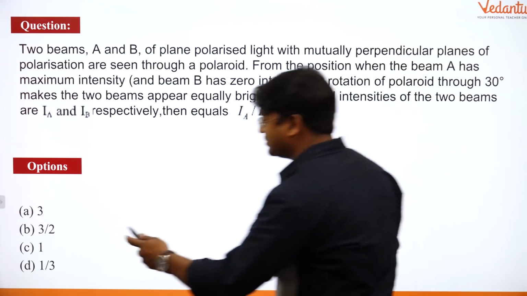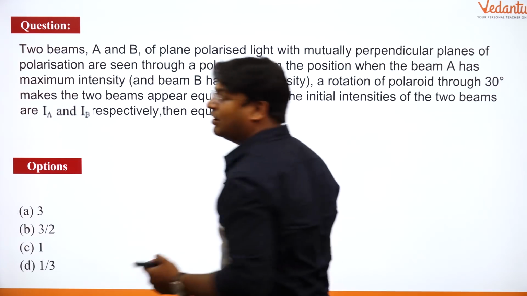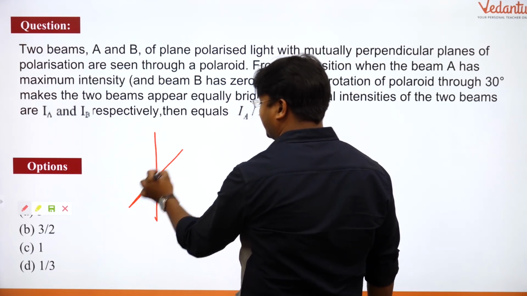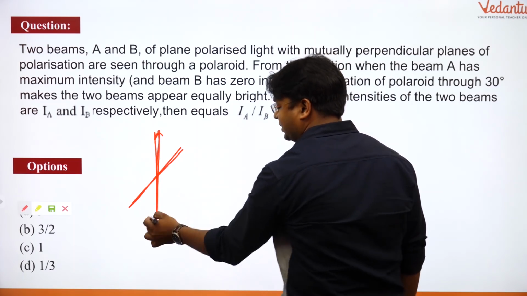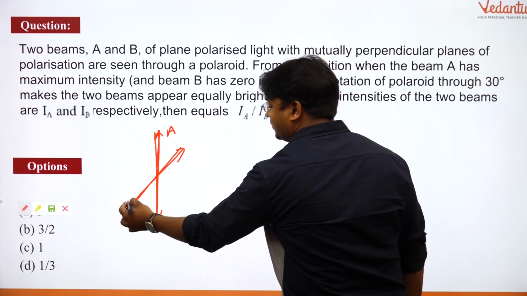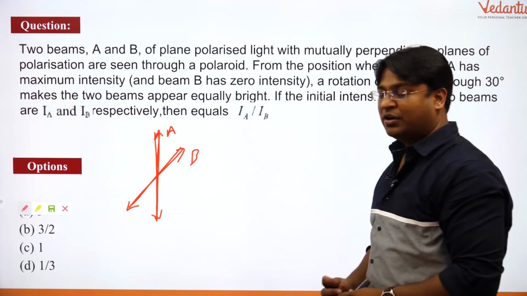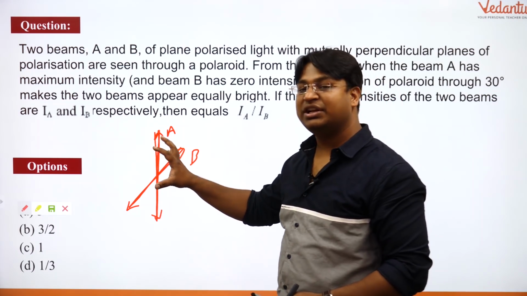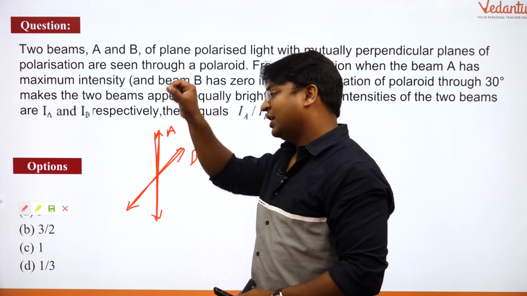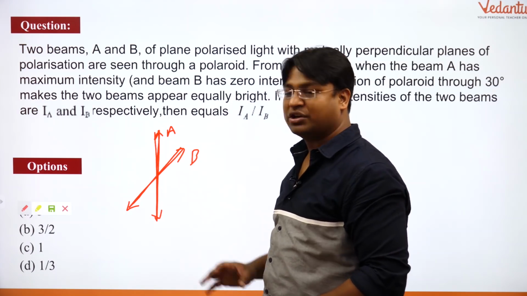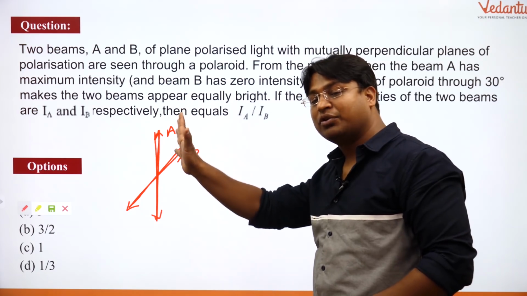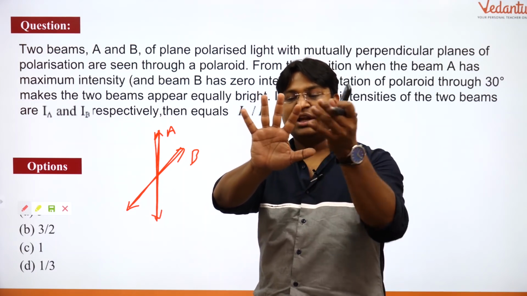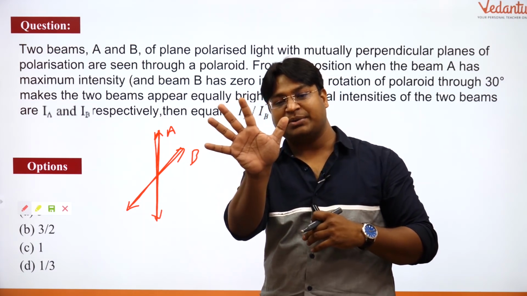See, actually it's a quite simple question once you get hold of the situation. There were two perpendicular directions. This was, let's say, the pass axis of A. This was, let's say, the pass axis of B. So we kept the polarizer initially in a position such that the A beam was able to pass, B was not able to pass. Now we have rotated the polarizer by 30 degrees. If the light was coming like this, earlier A was able to pass completely. Now we have rotated it by 30 degrees.